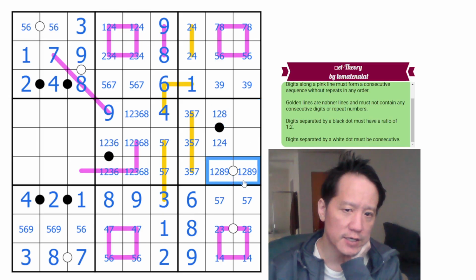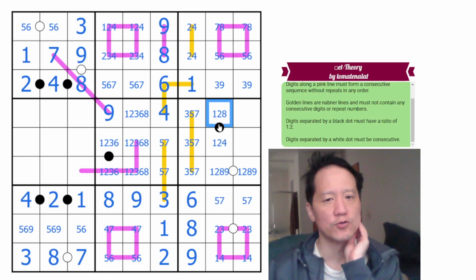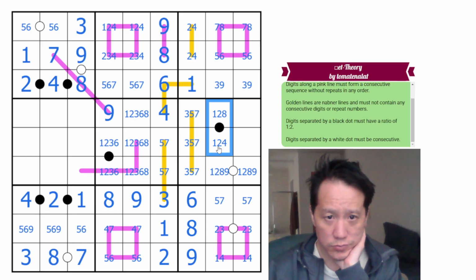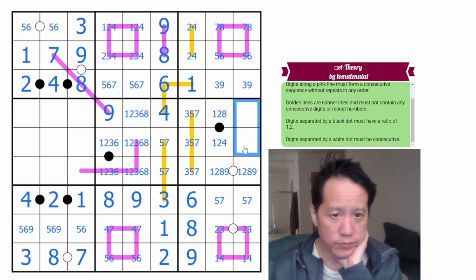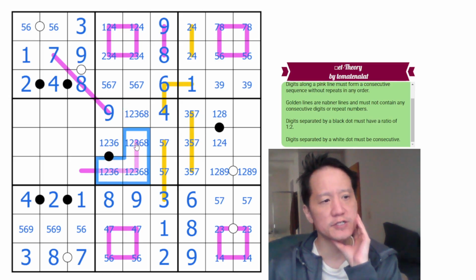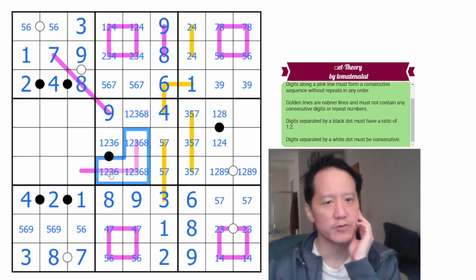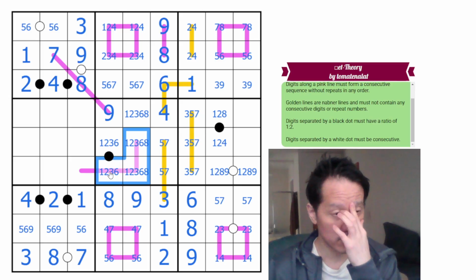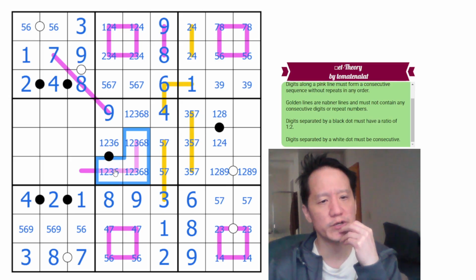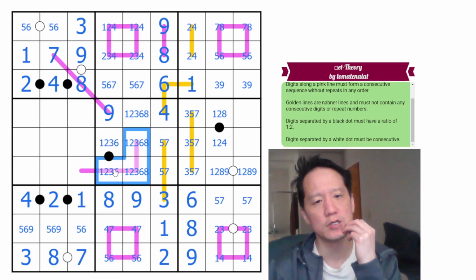So if this is 8, 9, this has to be at least 2 with 1 or 4. What digits can this be? Okay. Can you ever have a 6 and an 8 on this Renban? No, because it would have to be with a 1, 2, or 3 there. Could you have a 3 and a 6 on this Renban? No, because you would have to have a 2 or an 8 included.